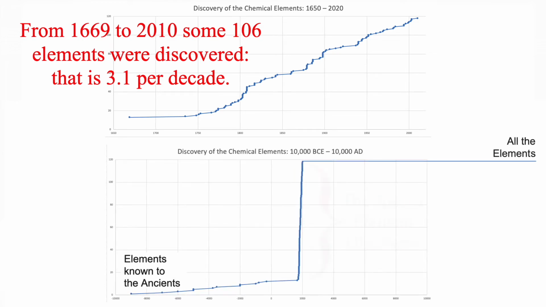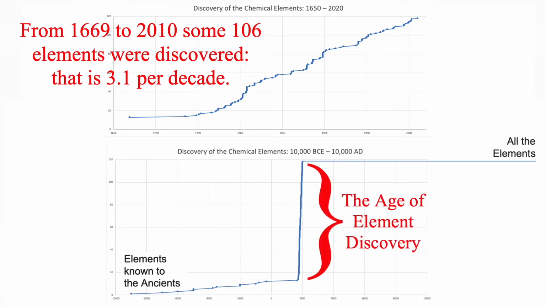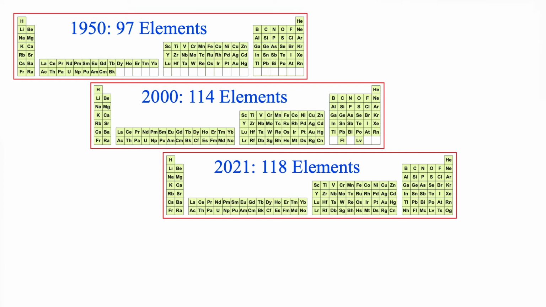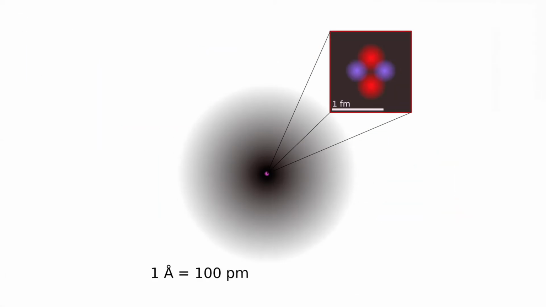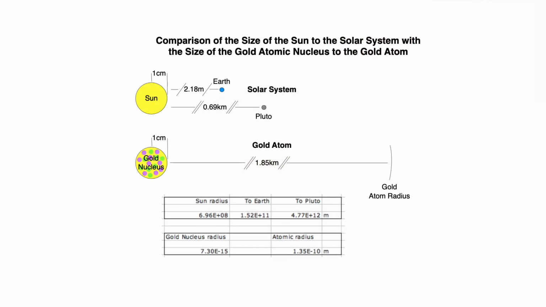So are we at the end of an age of element discovery? The periodic table is complete with its 118 elements, surely. Now, the existence of an element is determined by the structure of the atomic nucleus, not by the electronic structure. If we compare the solar system to an atom, we can see that the nucleus is actually much smaller than the size of the Sun to the distance out to Pluto.